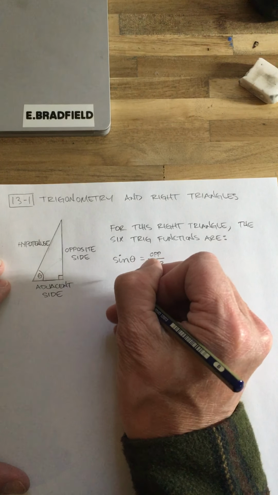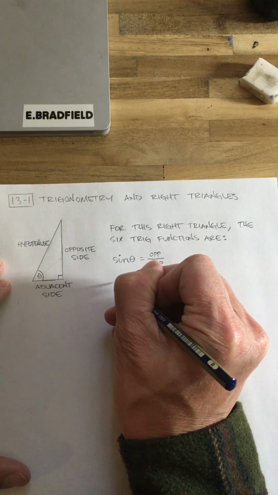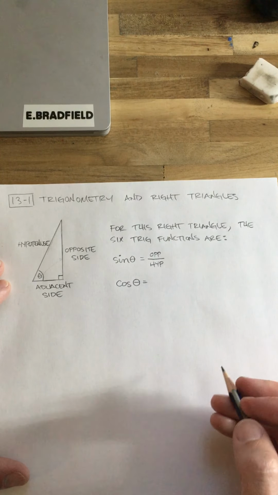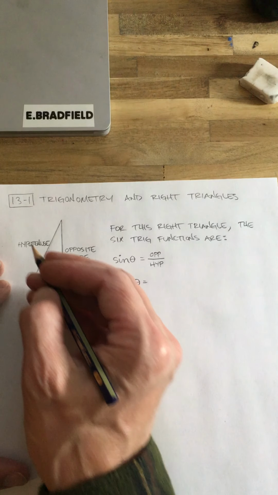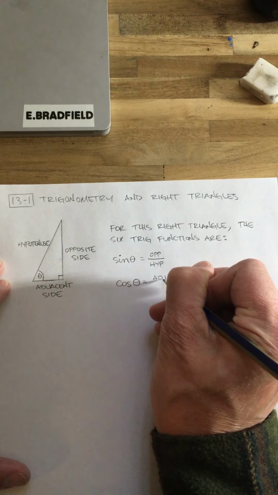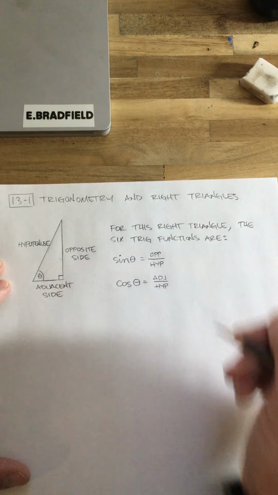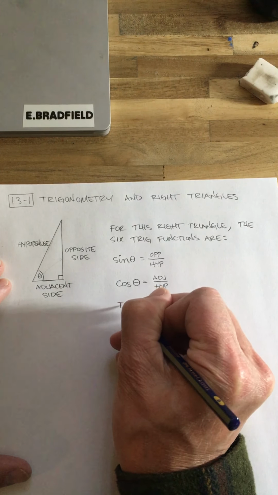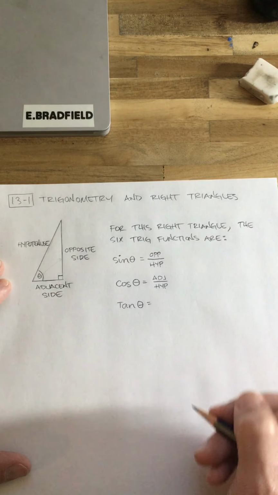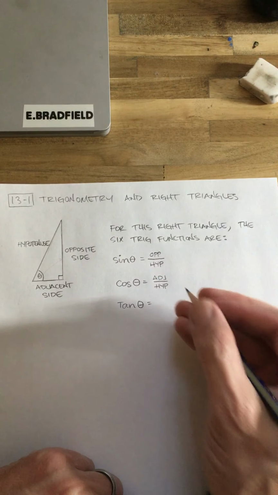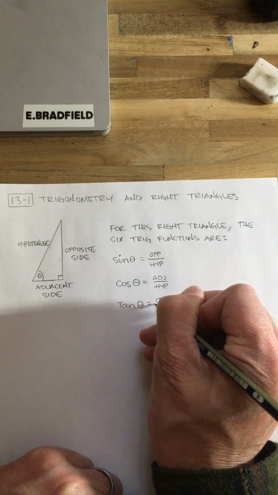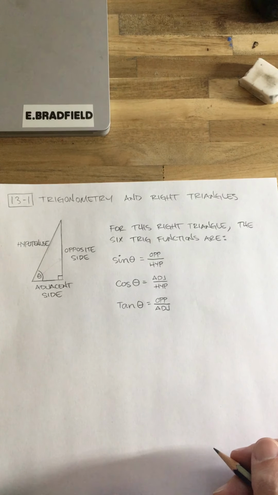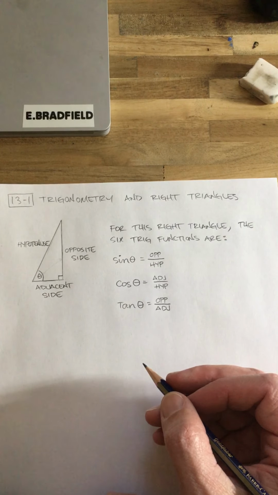All right, then we have, next but not less important, the cosine of theta. That's going to be the ratio that is the adjacent side over the hypotenuse. So that's the adjacent side over the hypotenuse. And then we have the tangent of theta, which is going to be the opposite side over the adjacent side, which turns out to be the sine over the cosine.